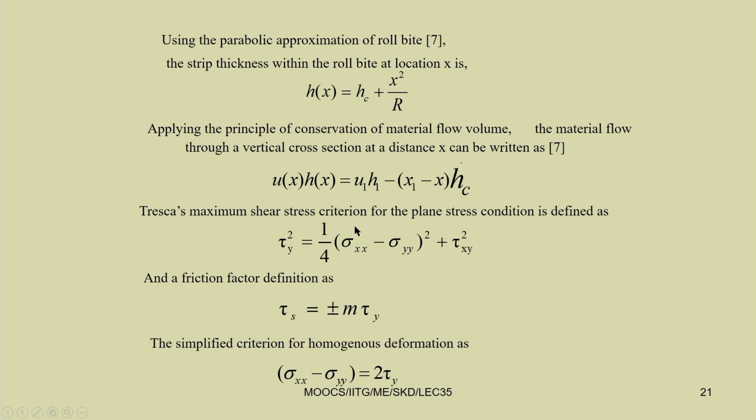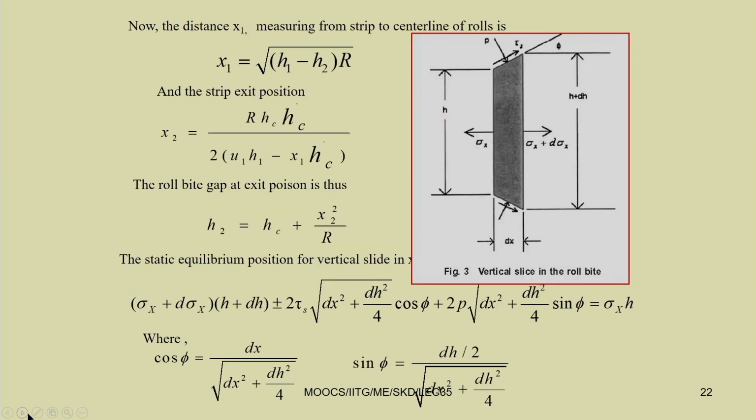Tresca maximum shear stress criterion for the plane stress condition can be defined. So, tau y square equal to 1 by 4 sigma xx minus sigma yy square plus tau xy square. And a friction factor definition can be taken, tau s equal to plus minus m into tau y. The simplified criterion for homogeneous deformation can be taken as sigma xx minus sigma yy equal to 2 tau y. So, taking all these approximations.